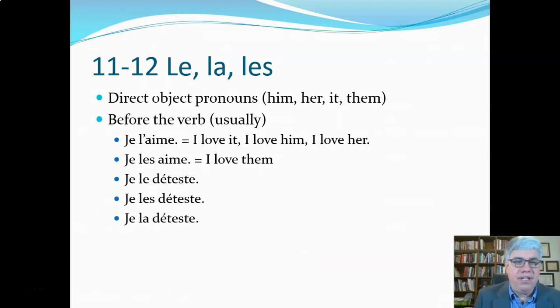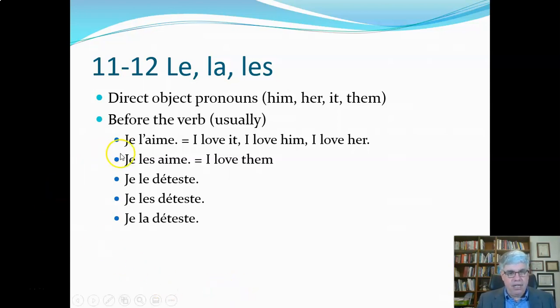Now, like I said, le, la, or les can also be direct object pronouns, meaning him, her, or it. Now, what is a direct object pronoun? A direct object pronoun is what receives the action of the verb. If I say, I see him, what do I see? I see him. Him is a direct object pronoun. I see her. I see it. I see them. Those are the direct object pronouns, and we say they're direct because they're attached directly to the verb. There's no preposition in front of them.